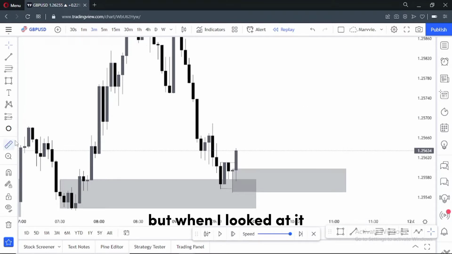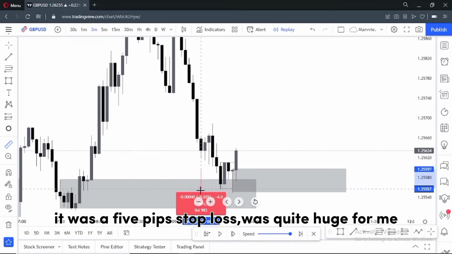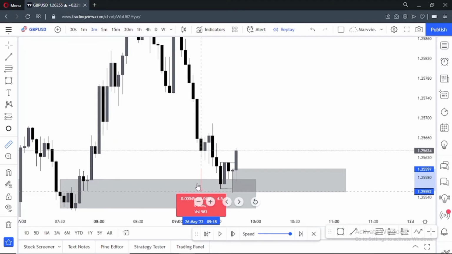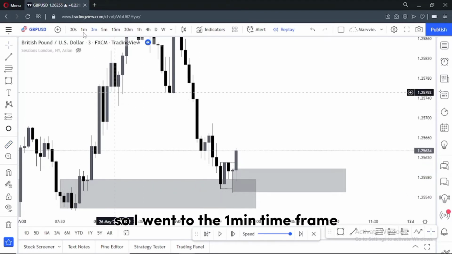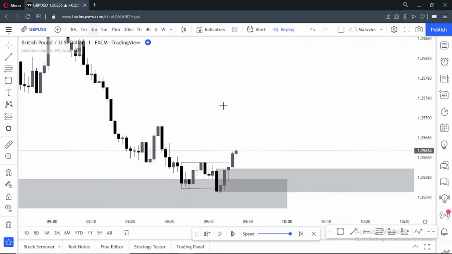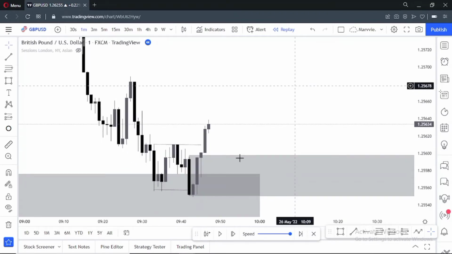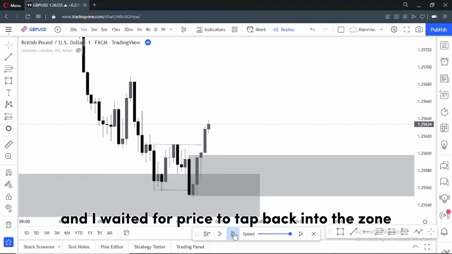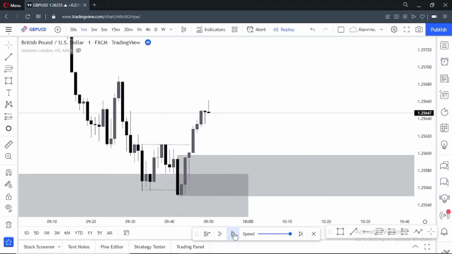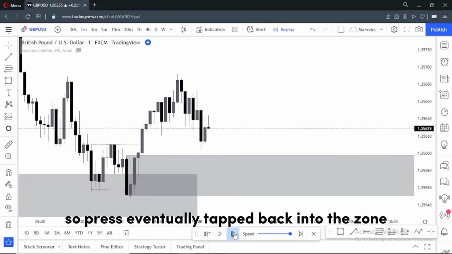But when I looked at it, it was about a 5 pip stop loss. And to me, this was quite huge. About a 5 pip stop loss was quite huge for me. So I went to the 1 minute time frame and I waited for price to tap back into the zone. So price eventually tapped back into the zone.